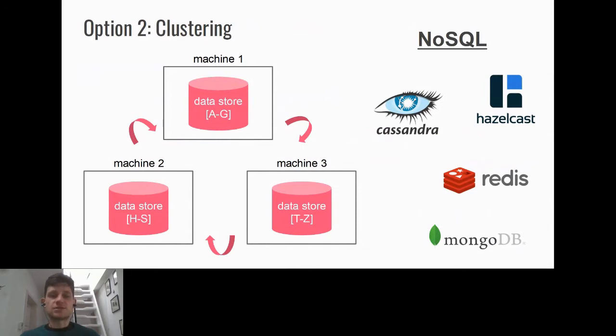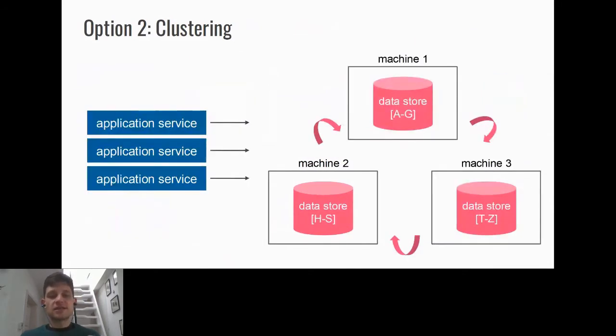What does clustering mean? Clustering means that your services use all of the database instances at the same time. And each instance stores part of the data, and also backups of other data. So even if one machine is down, they can restore the data from the partition backups. So it's very good in terms of performance and also resilience.